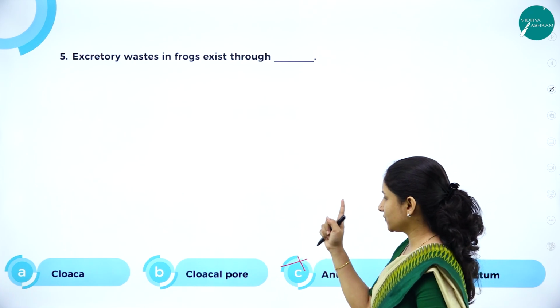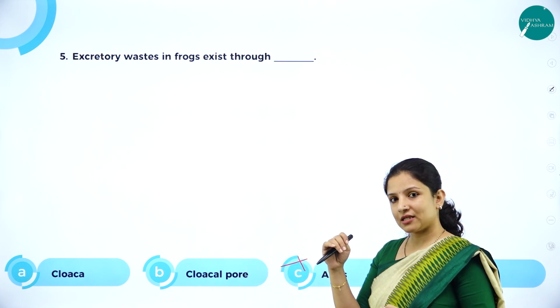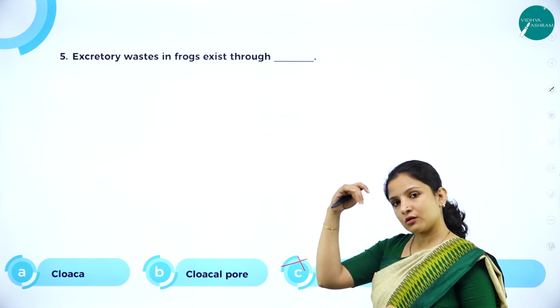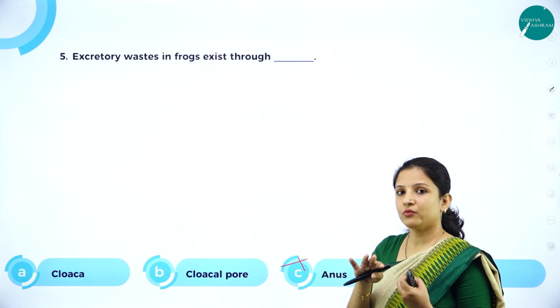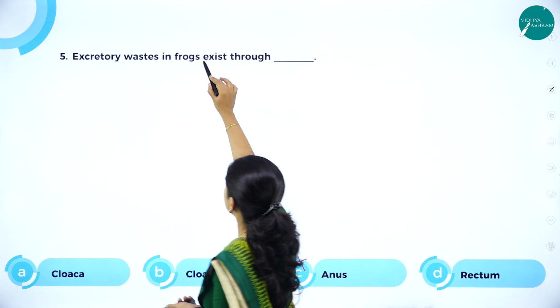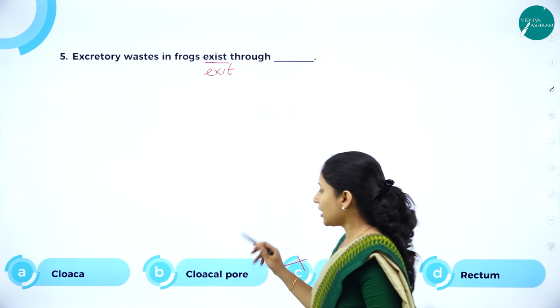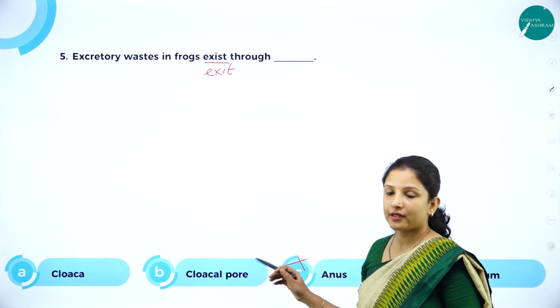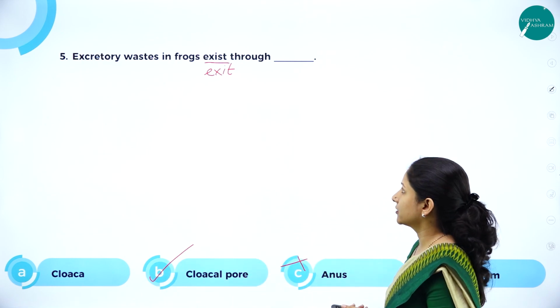Don't get confused with cloaca, cloacal pore and rectum, because all the excretory waste will go to the cloaca and to the rectum only. But where it will exit, that is where it will come out. So from where it will come out, that we have to see. So it comes out through the cloacal pore. So option B is the right answer here.